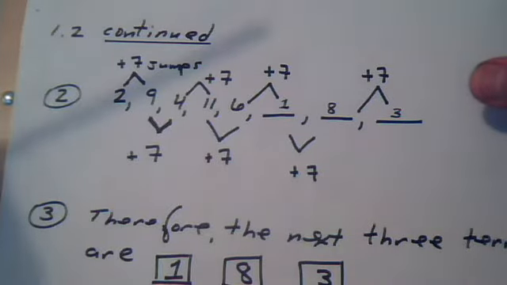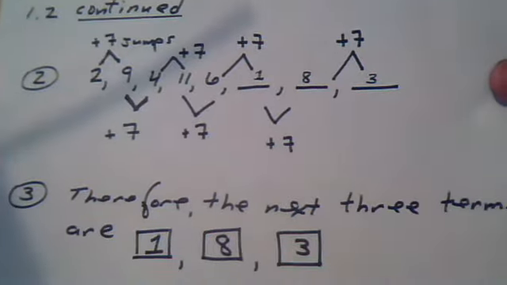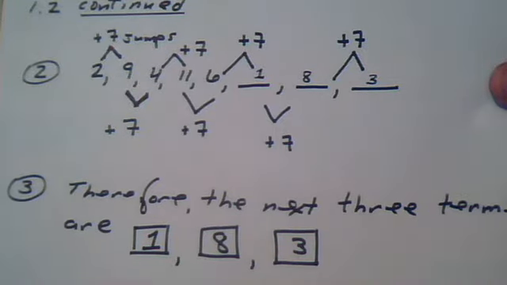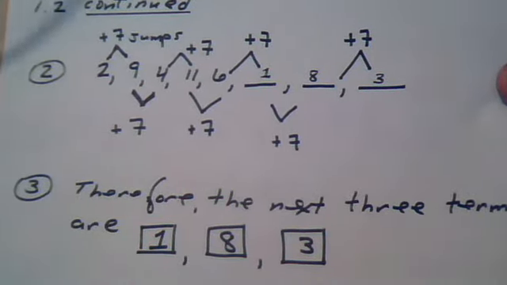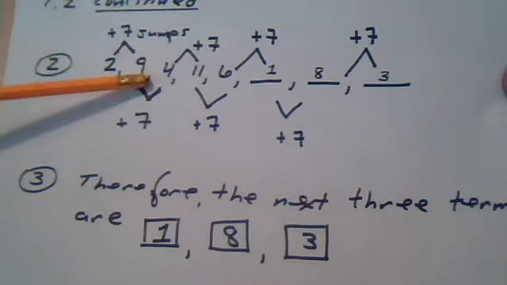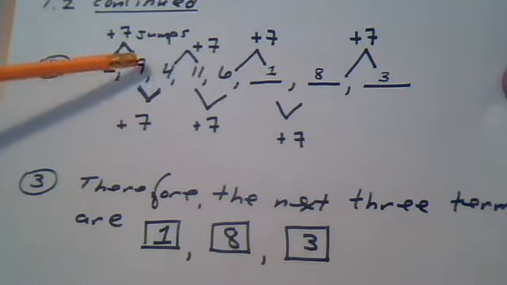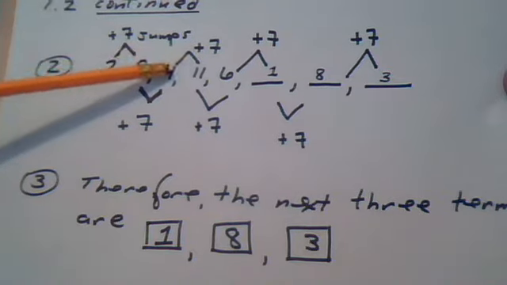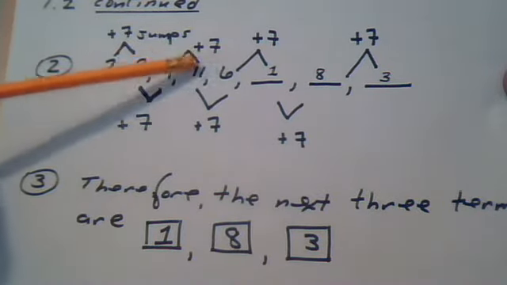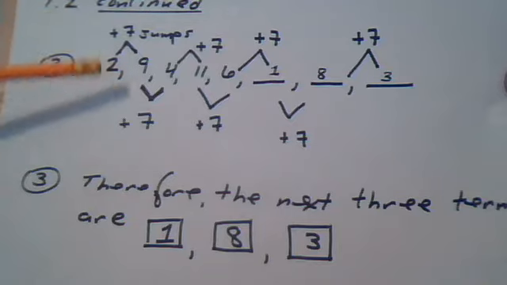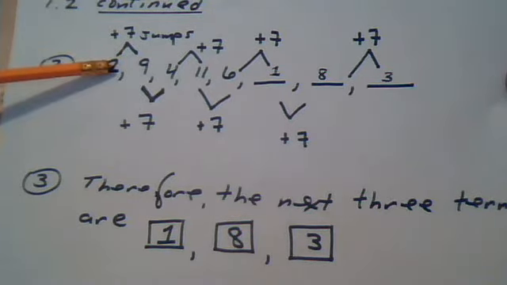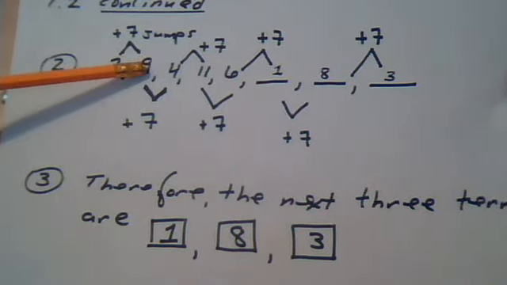And yes, they're all jumping 7 spaces forward to get to the next number. 2 o'clock becomes 9 o'clock if you jump 7 spaces, and then 7 spaces from 9 to 4, 7 spaces from 4 o'clock to 11 o'clock, and so on. So we're adding 7 to get from one number in the sequence to the next number.